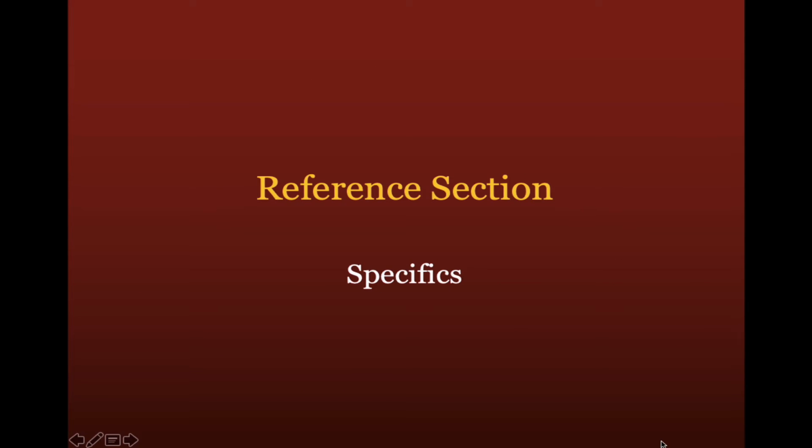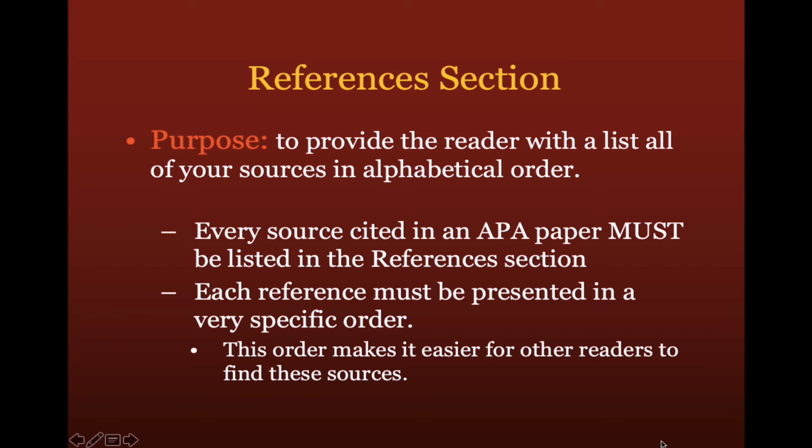Now let's talk about the reference section. The purpose of the reference section is to provide the reader with a list of all of your sources in alphabetical order. So this way, the reader can find the sources that you're citing and be able to look them up if they want more information. So everything that you cite in your paper must be listed in the reference section. So if you cite it in the paper, it must be listed in the reference section.